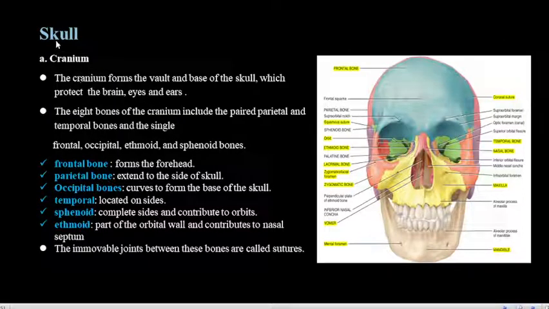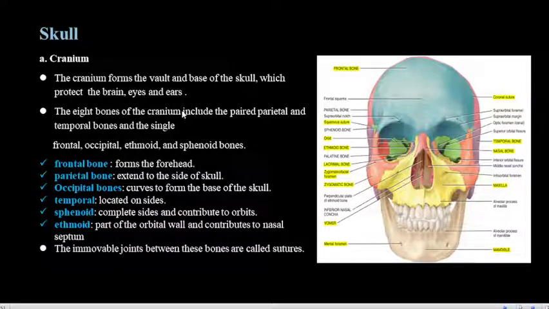So sa skull muna tayo. In the skull, there are two divisions. Meron tayong cranial bones and facial bones. Okay? So doon muna tayo sa cranial bones, also called the cranium. The cranium forms the vault and the base of the skull. Okay, from the forehead papuntang likuran, yan sila ang cranium or cranial bones. They protect the brain, the eyes, and the ears.